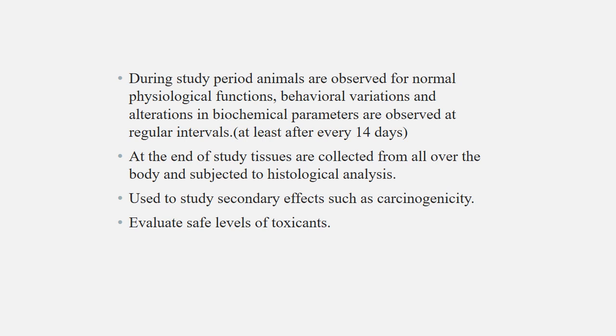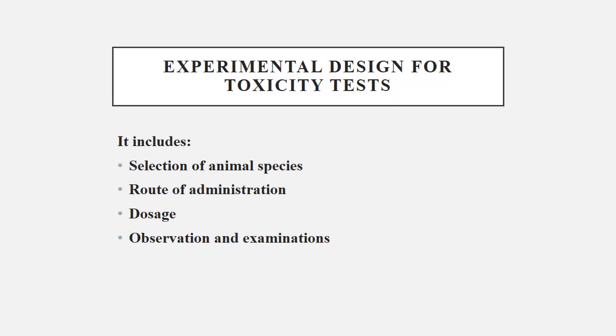During the study period, animals are observed for normal physiological functions, behavioral variations, and alterations in biochemical parameters. All these are observed at regular intervals, at least after every 14 days, not less than 14 days. At the end of the study, tissues are collected from all over the body and subjected to histological analysis. It is used to study secondary effects such as carcinogenicity. It also evaluates safe levels of toxicants.